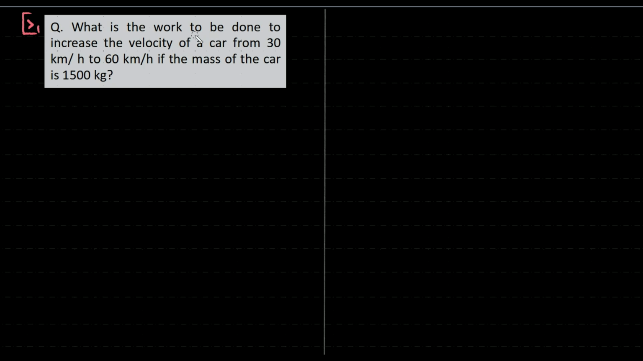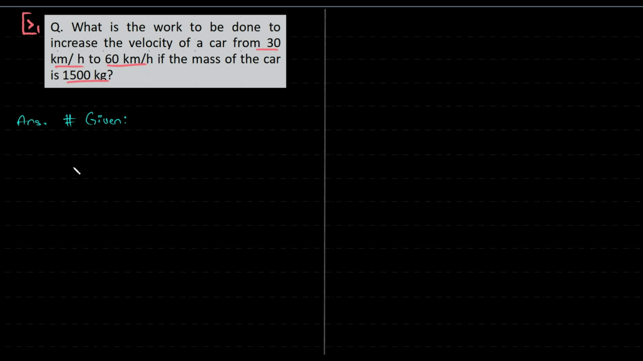What is the work to be done to increase the velocity of a car from 30 km per hour, that's good, to 60 km per hour if the mass is so many kgs? So things are clear with units, no conversion is required. So we can directly write the given in form of a diagram and be done with it.